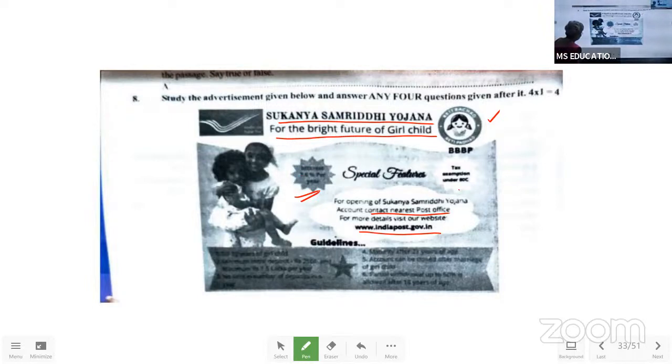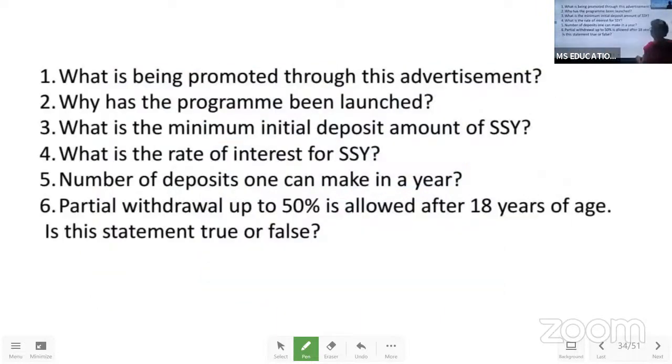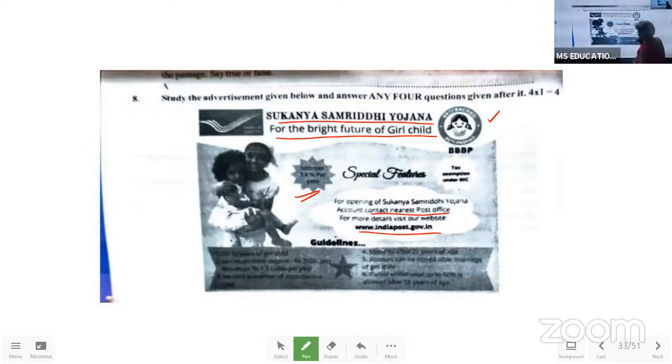5 lakh. No, that was the question. Minimum initial deposit. There's no initial deposit, I think. For more details, no limit. So it is no limit, children.